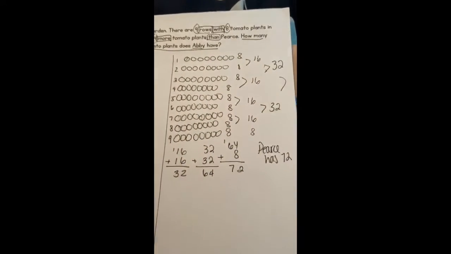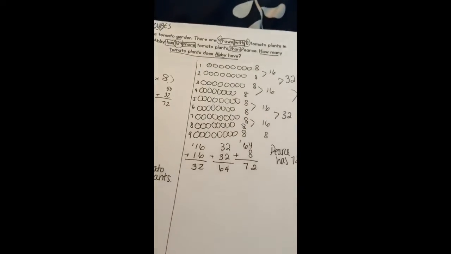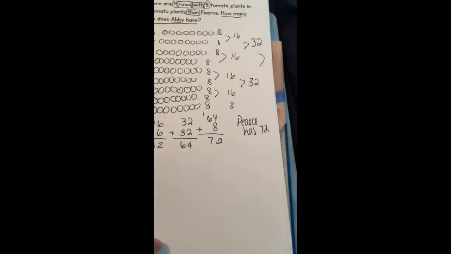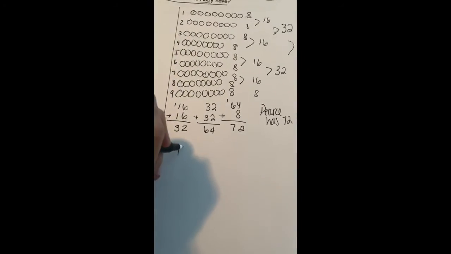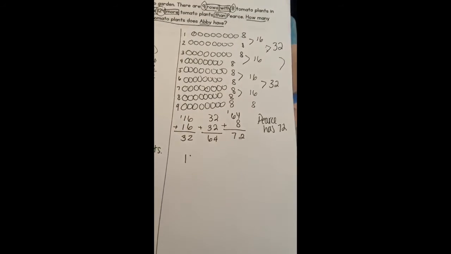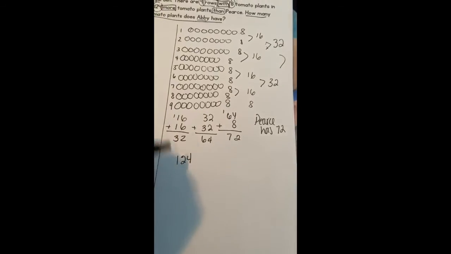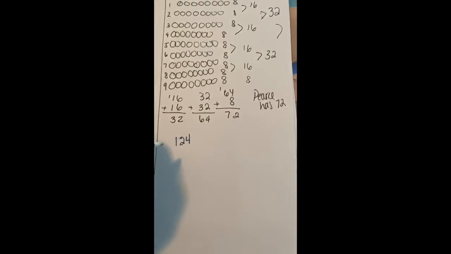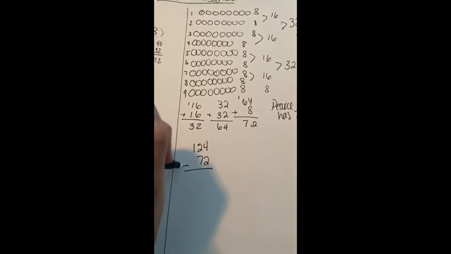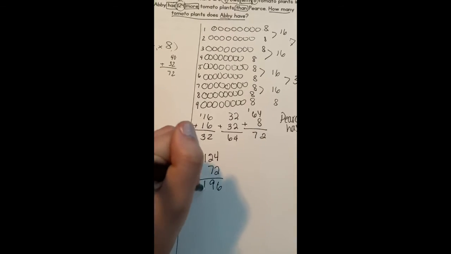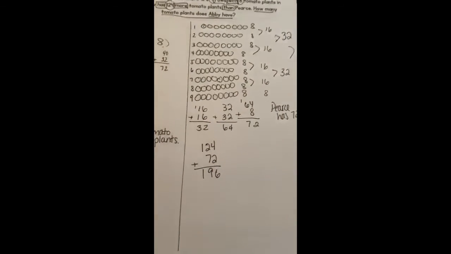But again, I'm trying to figure out how many Abby has. So I again would do the same thing. I'd have to add my 124 that I know she has more than, plus the 72 I figured out. So I'd go ahead and do that, and I'd still get 196.